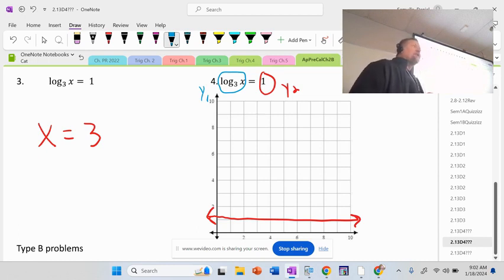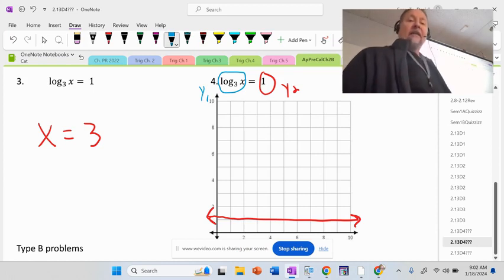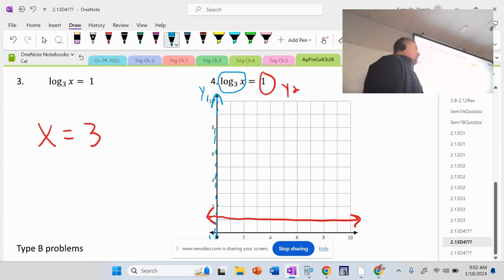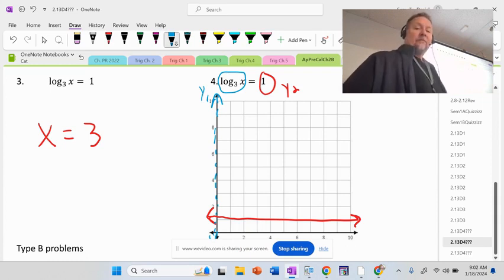What happens when I plug in 0? What's log base 3 of 0? Undefined, that was where we found the vertical asymptote. So the knowledge that a logarithm has a vertical asymptote is massively important. And I can't plug in negatives. I can't plug in -3 for x. That doesn't evaluate. But I can plug in 1. What's log base 3 of 1? 3 to what power equals 1? What's the answer to that?